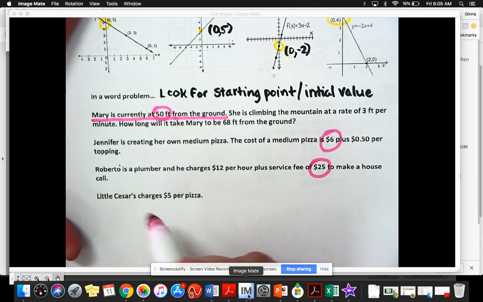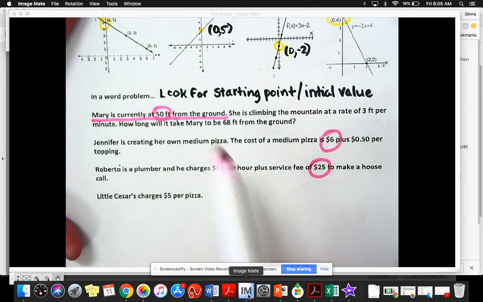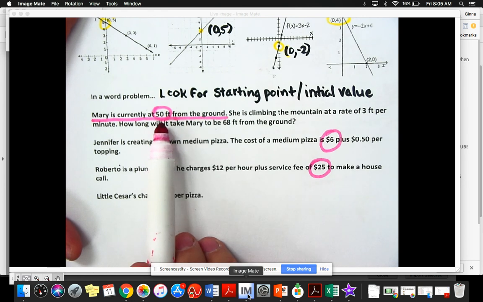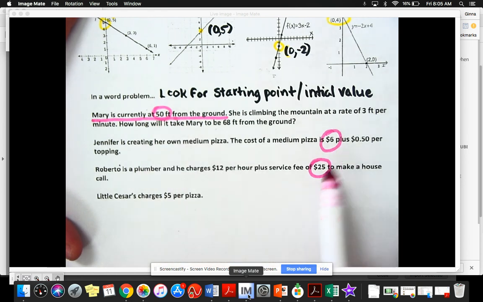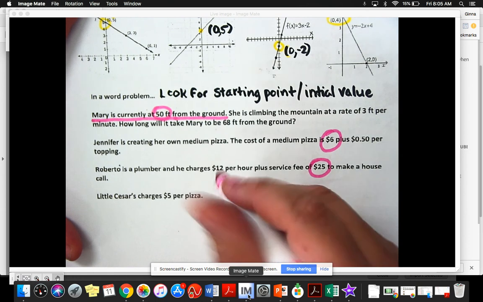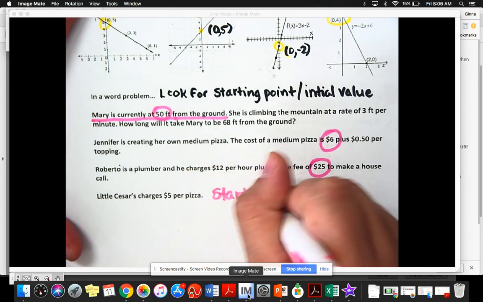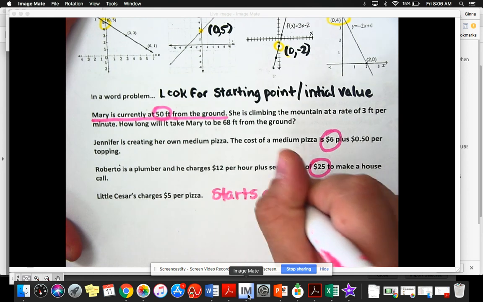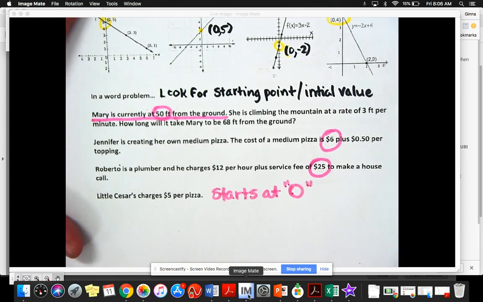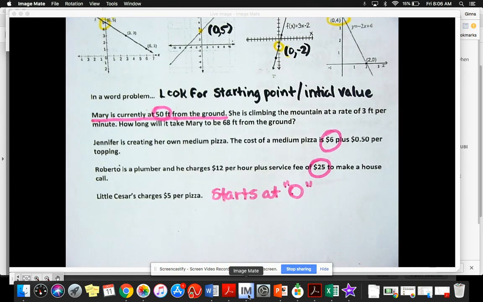And the last one is Little Caesars charges $5 per pizza. So this one's an easy one. If you notice, all the other ones had extra information. They told you that it started at 50. They told you it started at 6. They told you it started at 25. This one doesn't tell you anything. So if it doesn't tell you any other information, it starts at 0. It starts at 0 because in this case, you haven't bought any pizzas from Little Caesars.